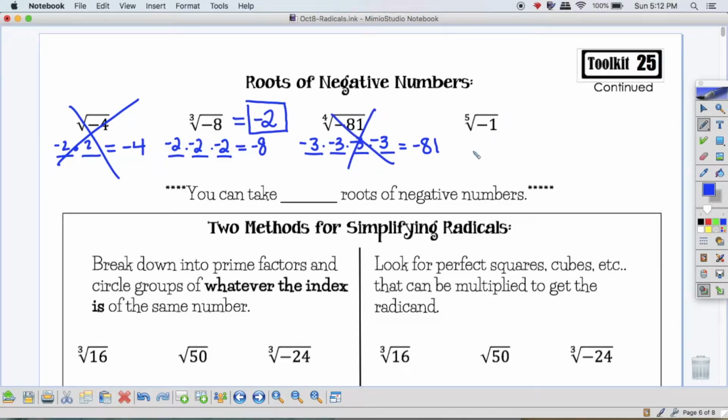And the fifth root of negative 1 means what number can I multiply by itself 5 times to get negative 1? Okay, let's see if negative 1 times negative 1 times negative 1, 5 times would give me negative 1. This gives me positive 1, negative 1, positive 1, negative 1. So negative 1 does work. Hopefully you notice the pattern that you can take odd roots of negative numbers. And hopefully you notice that if you take the odd root of a negative number, your answer will be negative every time.